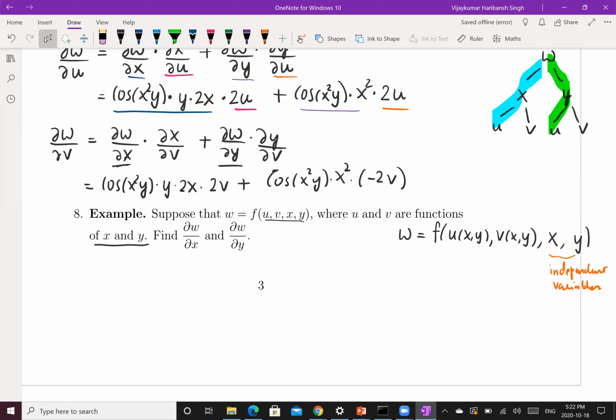Again, the same thing. You need to be able to write down the tree diagram. So w is a function of u, w is a function of v, but w is also a function of x, and w is a function of y. These guys on their own are functions of x and y. This is also a function of x and y. This is a function of x, and this is not a function of x, so this is a function of only y. So let's have this kind of tree structure, so that will help us to compute it.